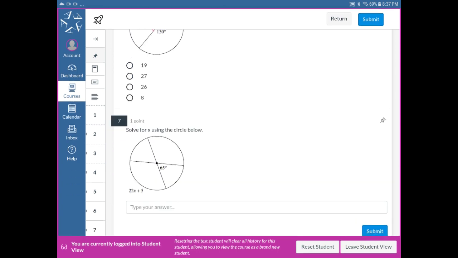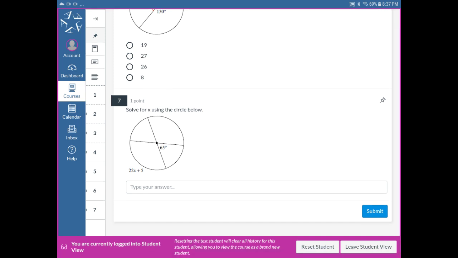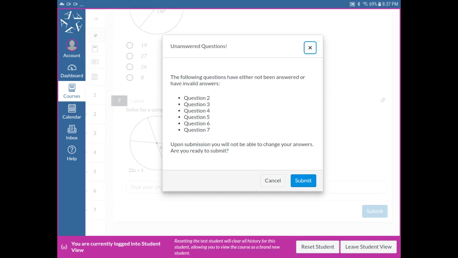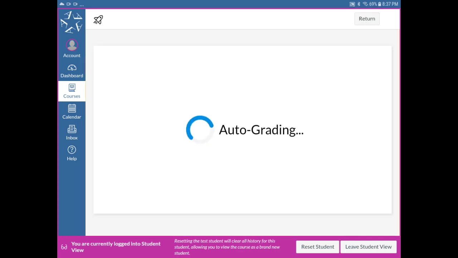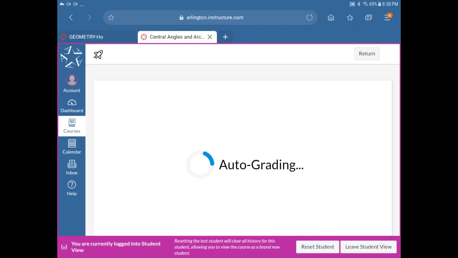When you see a straight line like this on number 7, those two add up to 180. So you do 22x plus 5 plus 65 equals 180. Whenever you do these, just submit. It'll grade it, and if you're happy with the grade, move on. If you're not, you can do it again.